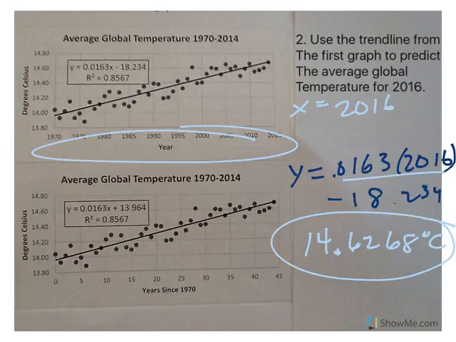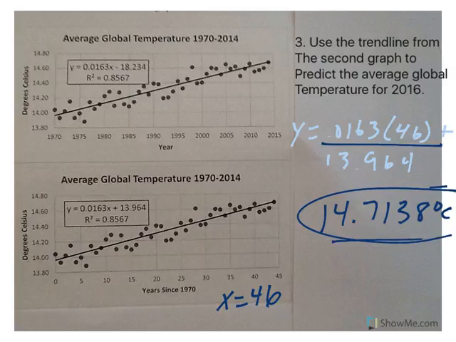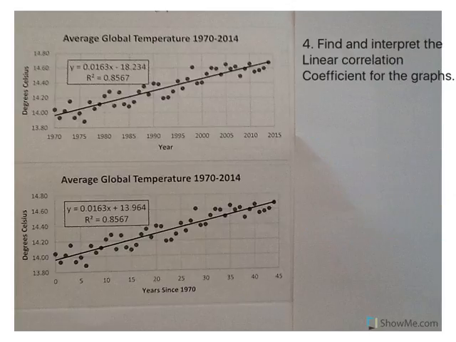So you can see 14.6268, 14.7138, they're off by a little. Not quite a full tenth of a degree, but they are off a little bit. So even though they're both correct mathematically, it does result in a slightly different prediction because of the way things are written. Okay, there's nothing wrong with that.